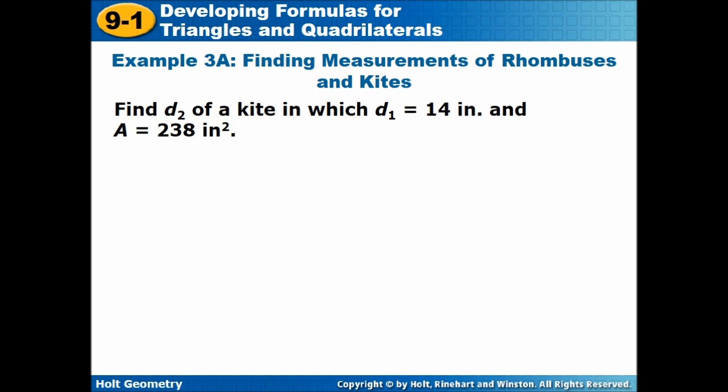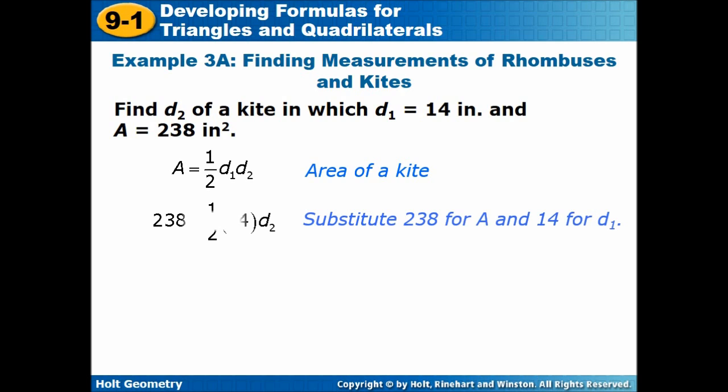So we're going to want to find d2 of a kite in which d1 is 14 inches and the area is 238 inches squared. So let's get our formula out. The area of a kite is 1/2 times d1 times d2. Let's go ahead and substitute 238 inches squared for area and 14 inches for d1. And there you have it. Now we're going to solve for d2. So again, we're going to undo and strip away the 1/2 and the 14 and get d2 by itself to find out what d2 is.